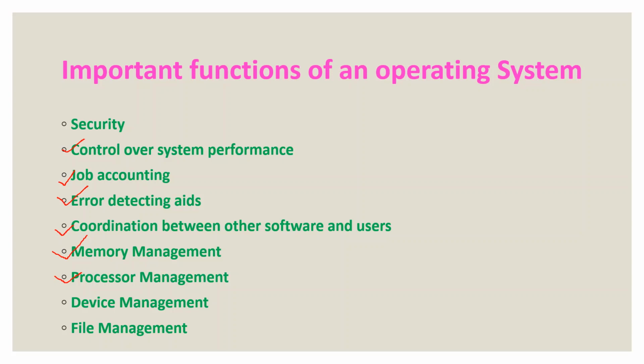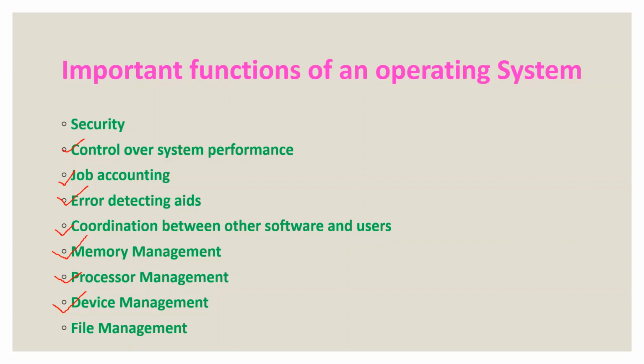It allocates the CPU, that is a processor, to a process. Deallocates the processor when a process is no more required. So this was about the processor management. Next is device management. The operating system manages device communication through their respective drivers.